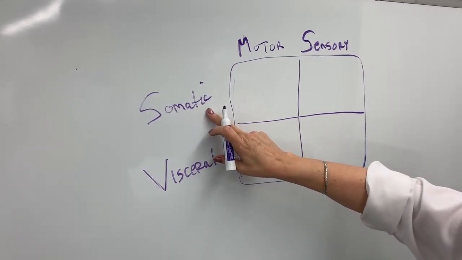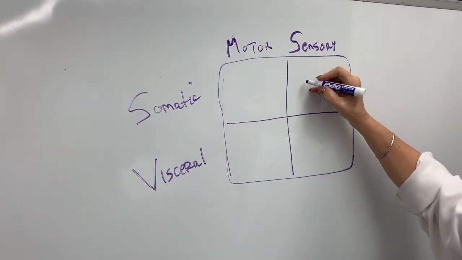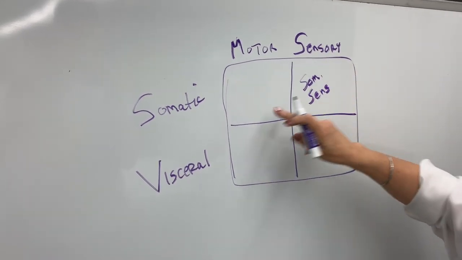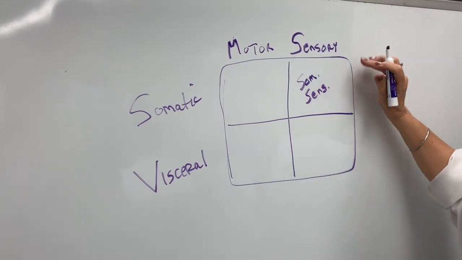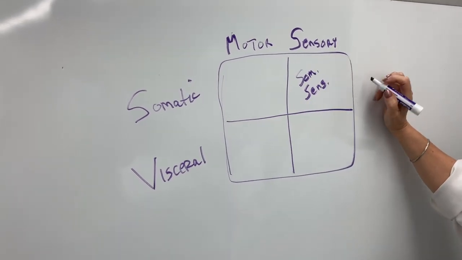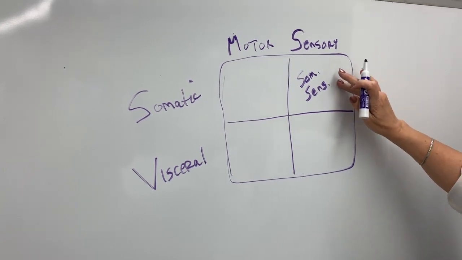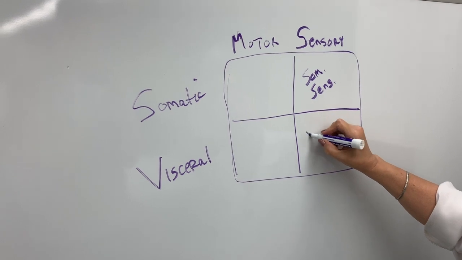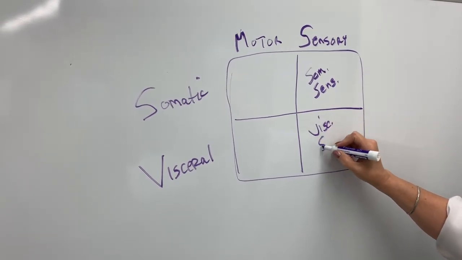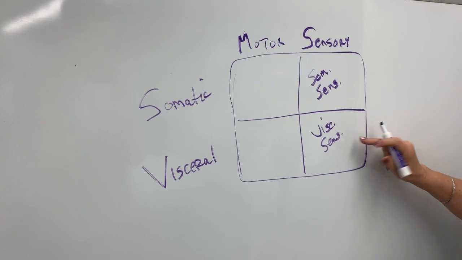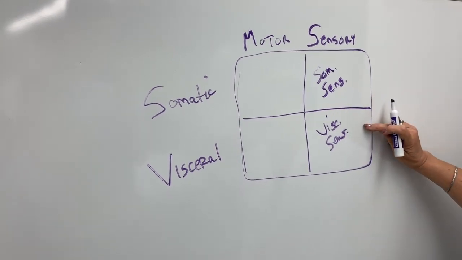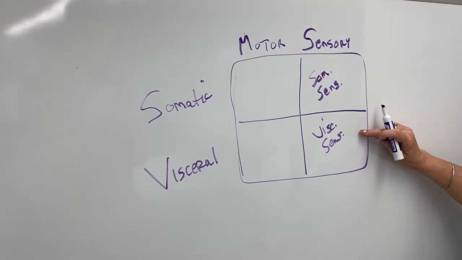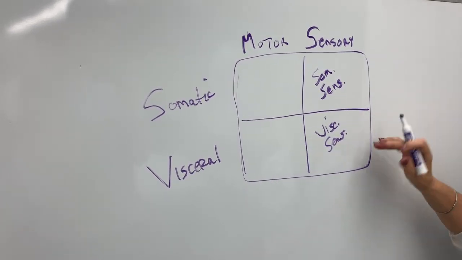So if we have a somatic sensory signal, that means that we are feeling something from the muscles. This, for example, would be like a muscle cramp. We're feeling something from our somatic, our body. We can have a visceral sensory signal. This means we're feeling something from a visceral structure, a smooth muscle, cardiac muscle, or gland. This, for example, would be a heart attack or an upset stomach. We're feeling something from an organ.